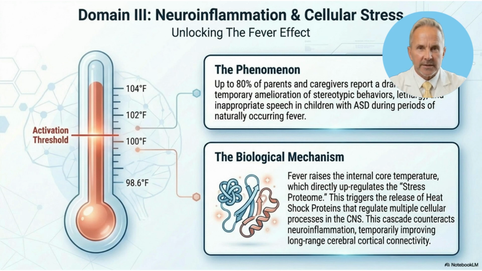The biological mechanism: fever raises the internal core temperature, which directly upregulates the stress proteome. This triggers the release of heat shock proteins that regulate multiple cellular processes in the CNS. This cascade counteracts neuroinflammation, temporarily improving long-range cerebral cortical connectivity.